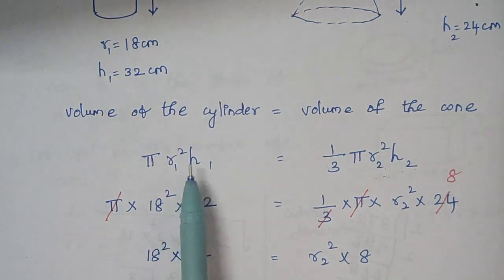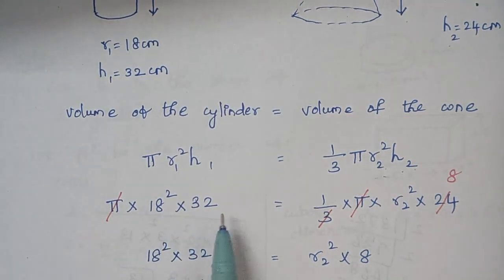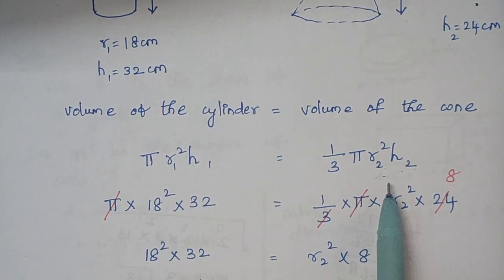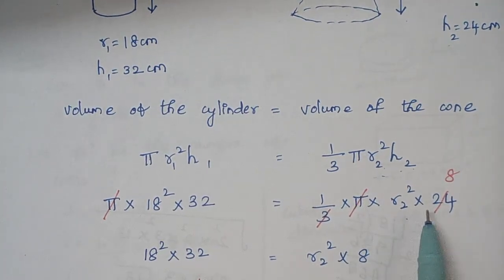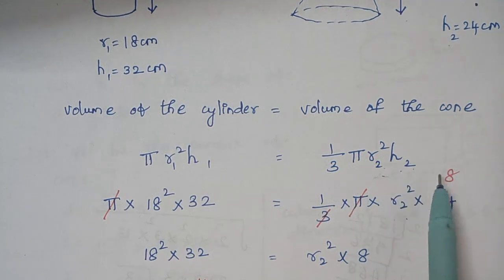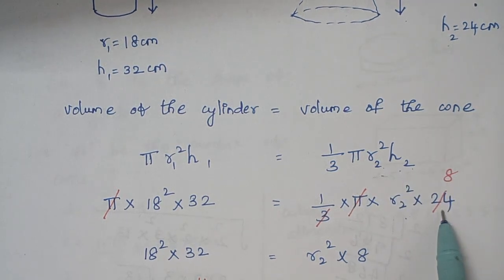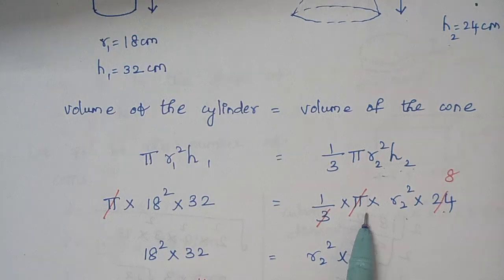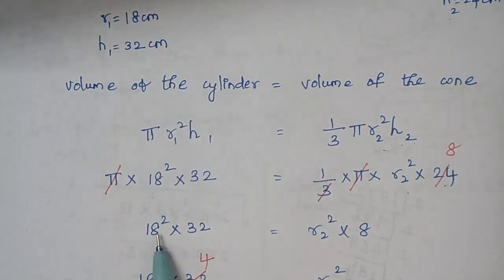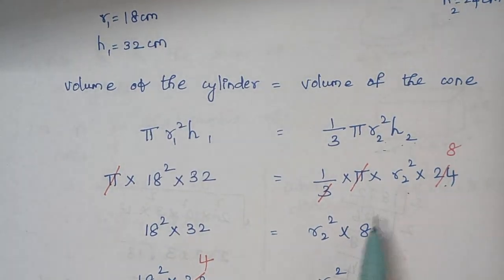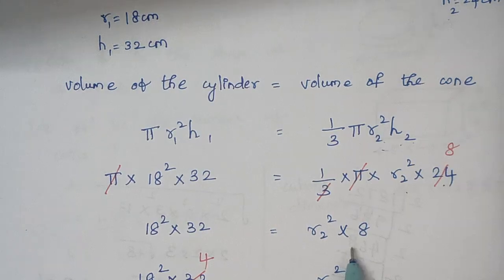So here it is pi 18 square into 32 and here it is 1 by 3 pi. We don't know R2, so let it be R2 here. So R2 square into the value of height, which is 24. So here pi and pi cancel each other and 3 and 24 cancel by 8 times. So here we have 18 square into 32 which is equal to R2 square into 8.